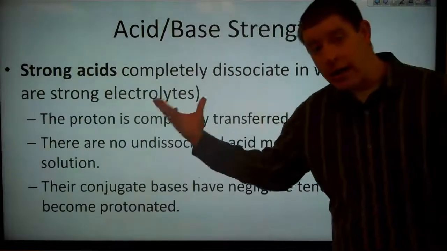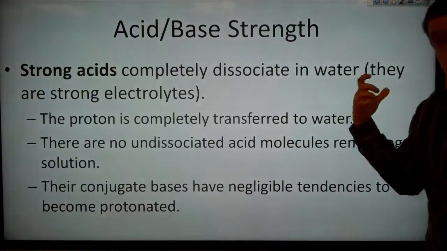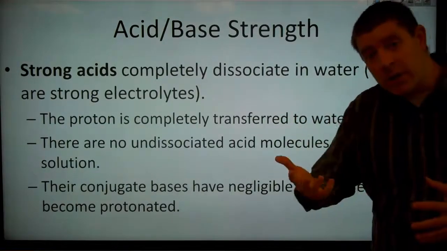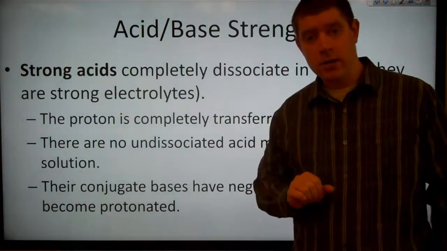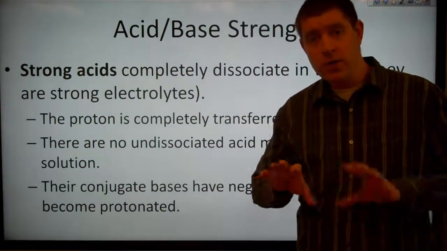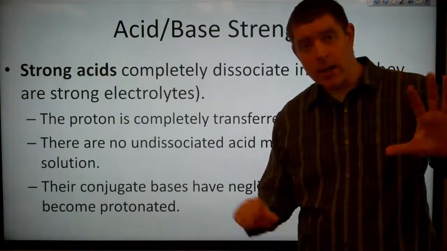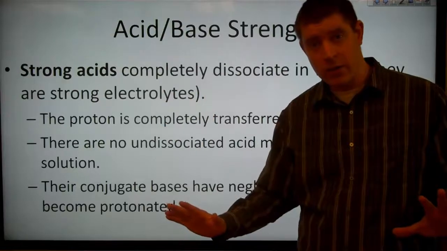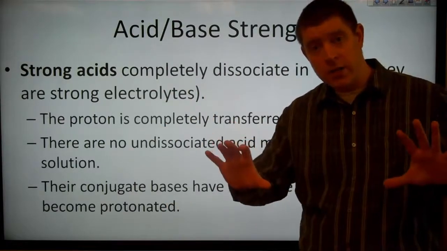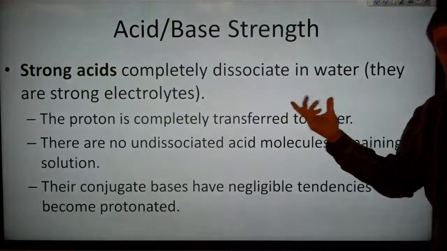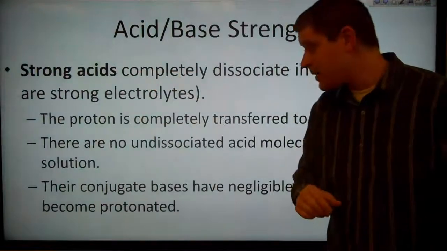So, strong acids are acids that completely dissociate in water. This means that they are strong electrolytes. If we put something like hydrochloric acid into water, basically all of our hydrogen chloride molecules will dissociate into protons and chloride ions. And they can then move around independently of one another. If only some of them were to dissociate, then it's not a strong electrolyte, it's only a weak electrolyte, and then we don't call it a strong acid, we call it a weak acid.